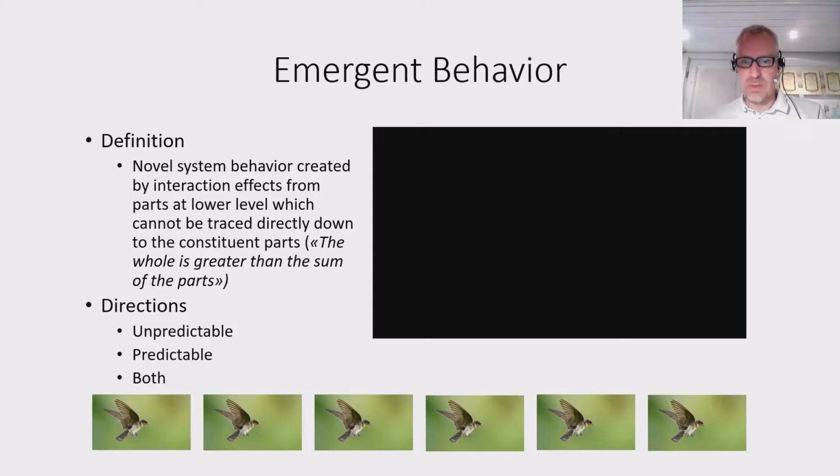Hi, my name is Rune Haugen. I'm an industrial PhD candidate at the University of Southeastern Norway, and I'm researching the phenomenon of emergent behavior.